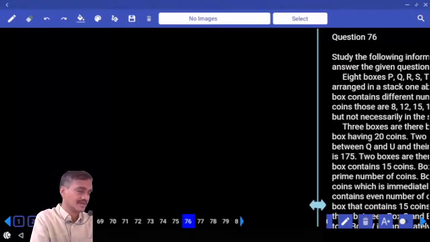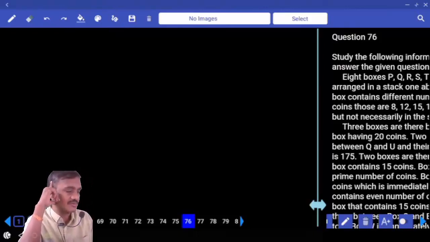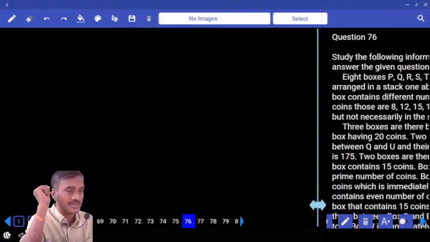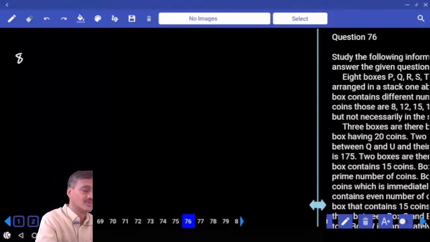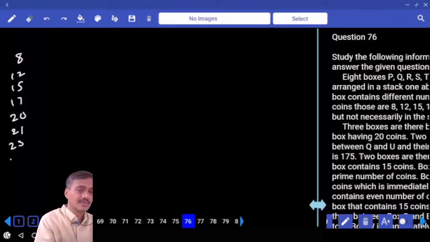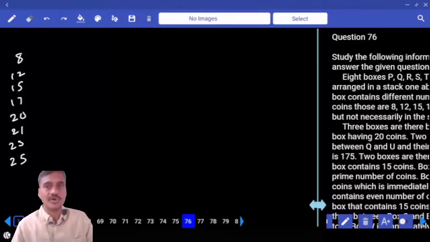How many of you attempted 76 to 80? Now here, 8 boxes are arranged in a stack, one above the other. Each box contains a different number of 5 rupee coins. The numbers of coins we have are 8, 12, 15, 17, 20, 21, 23, and 25.